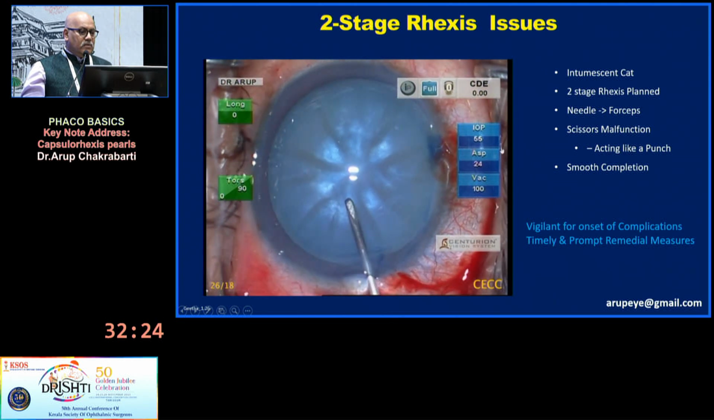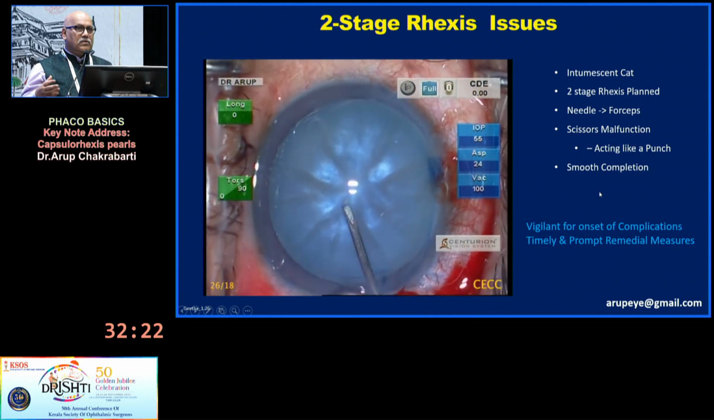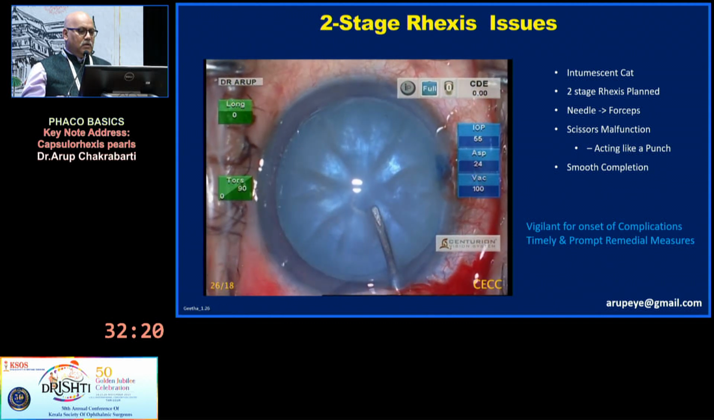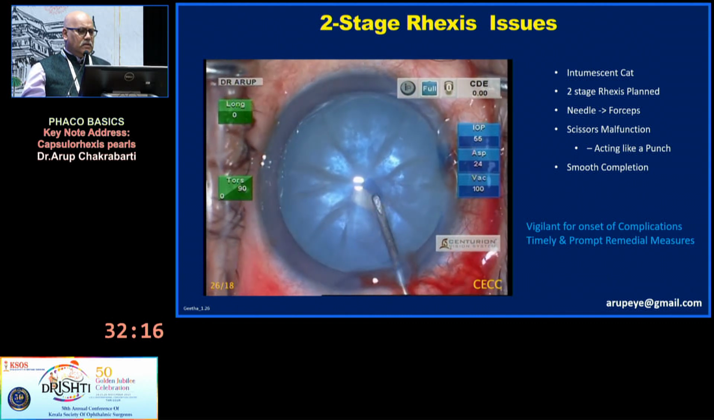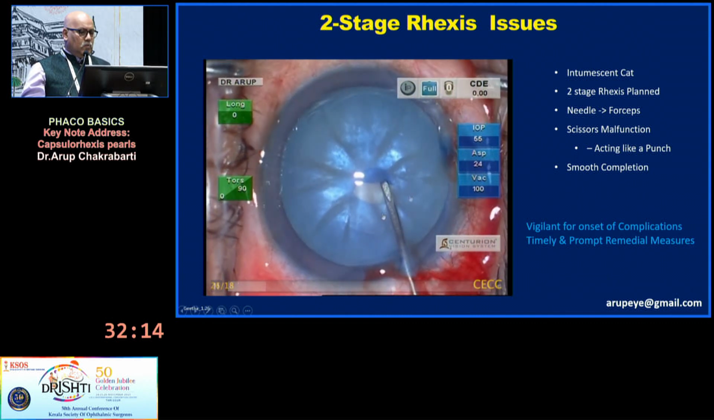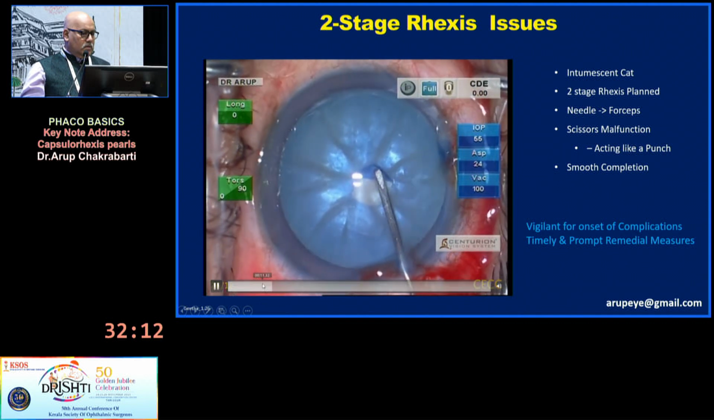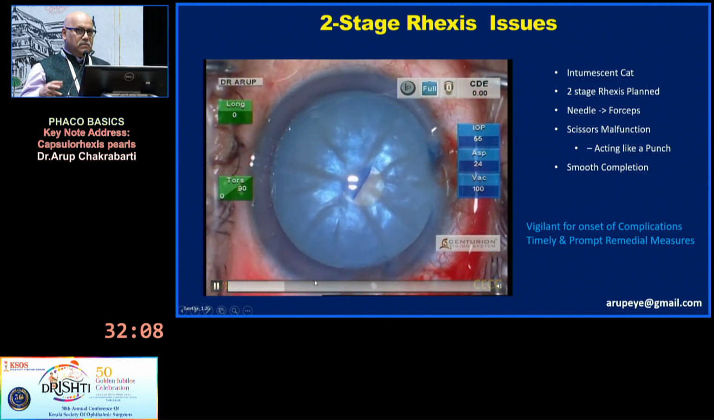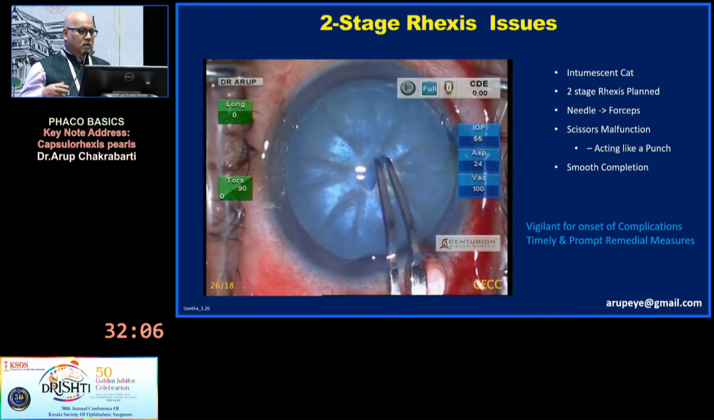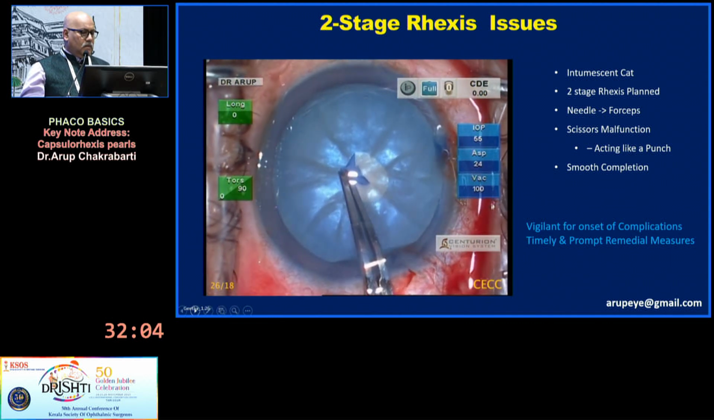And now here, for example, I'm showing you some of these unexpected problems. This is a fairly routine case for most of us Indian cataract surgeons. The primary rhexis goes on pretty well. There's no issue. And then when I'm trying to enlarge the primary rhexis by giving a capsular nick, let me check here.